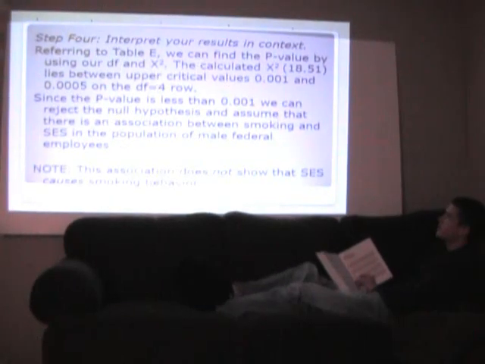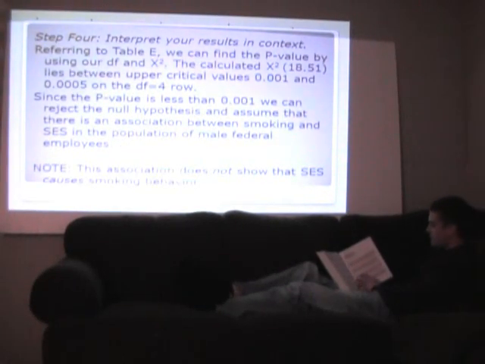Step 4. Interpret your results in context. Referring to table E, if I find 4 degrees of freedom, slide over to find 18.5 is between the critical values 0.001 and 0.0005. Since that p-value is so small, we can reject the null hypothesis and assume there is an association between smoking and SES in the population of male federal employees. Note that this association does not show that SES causes smoking behavior.